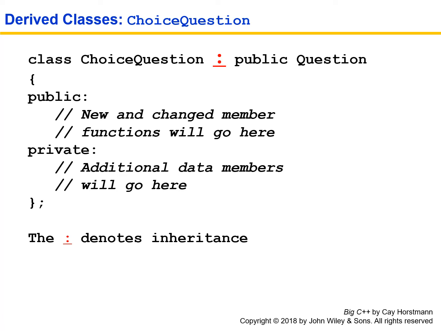Here's the syntax for inheriting. We say class ChoiceQuestion, then we put a single colon, not the double colon operator, a single colon, and then we say public Question. The keyword public there is important because it implies that everything that is public in the question class becomes public in ChoiceQuestion.